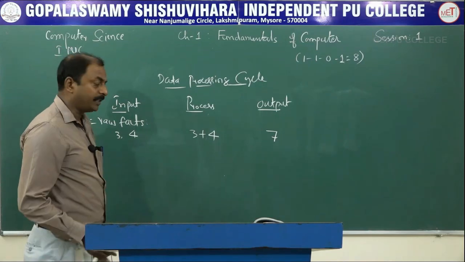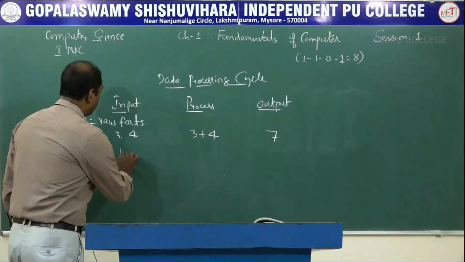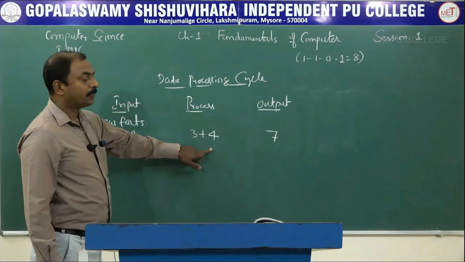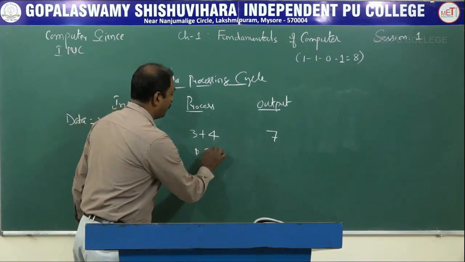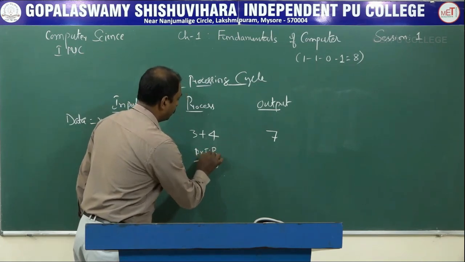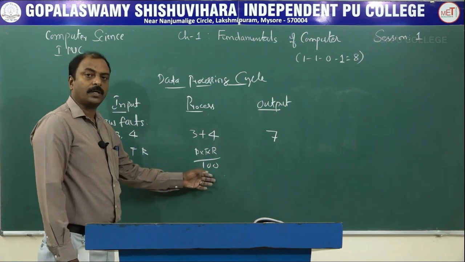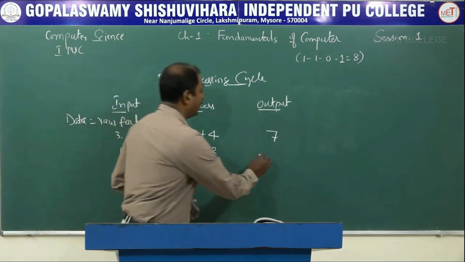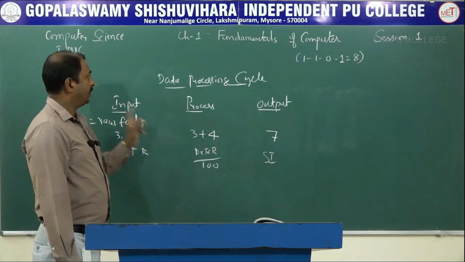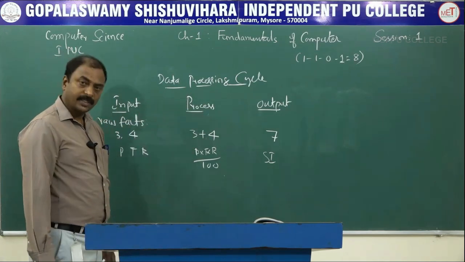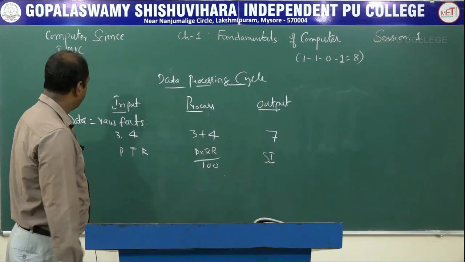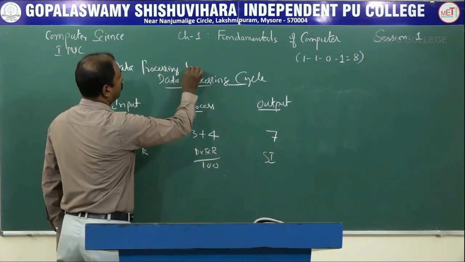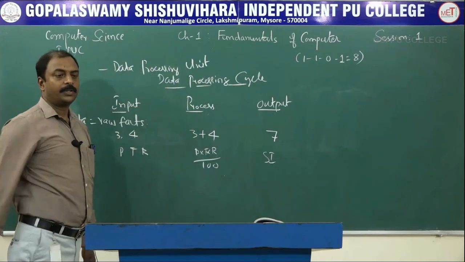Suppose I want to find simple interest. Then I have to enter values for P, T, R: principal, time and rate. And what is the process? With the help of the formula, all of you know the formula, PTR by 100. This is your processing or formula. With the help of this formula, the computer gives us the result, simple interest. Together we can say it is a data processing cycle. That is why we say a computer is nothing but a data processing unit.